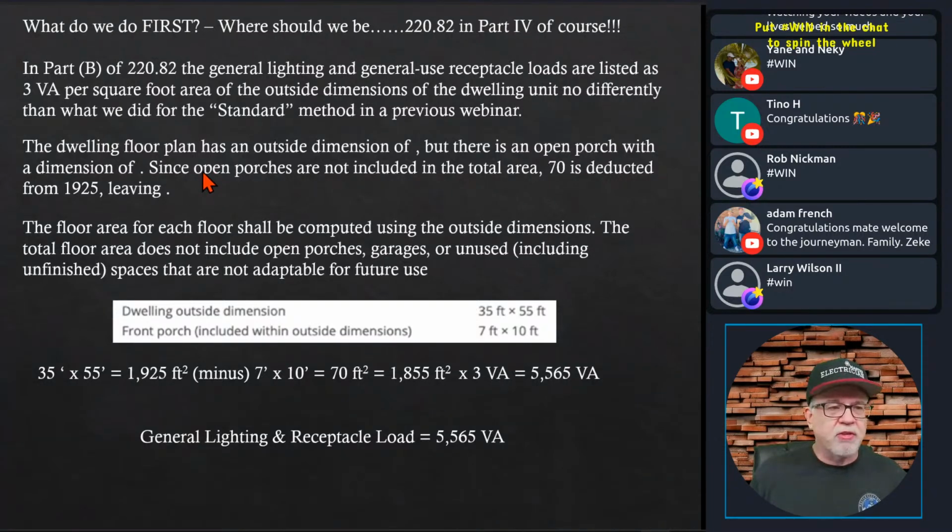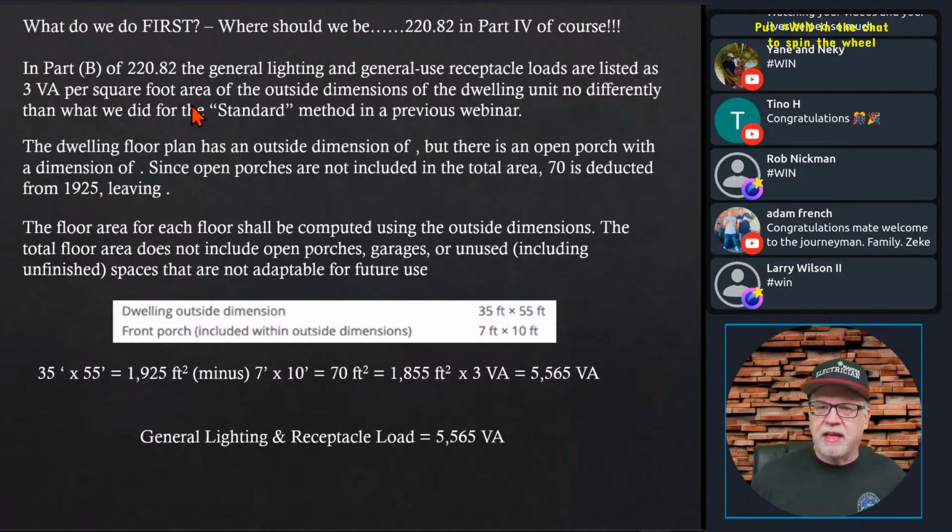All right, so let's see here. The first part is Part B. Part B is the general loads. If you're following along in your code book, this is the general. So this is starting to get our information that we need for the general lighting and general use receptacles.